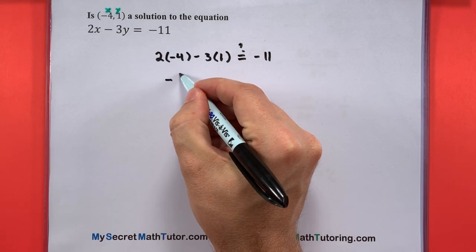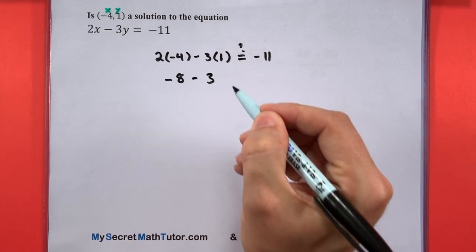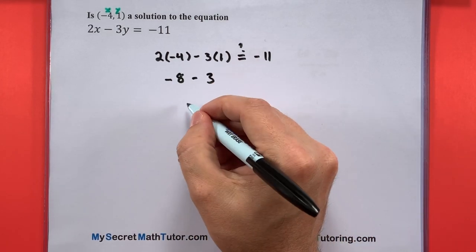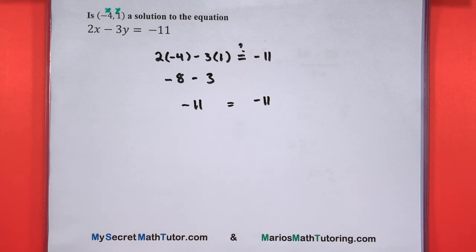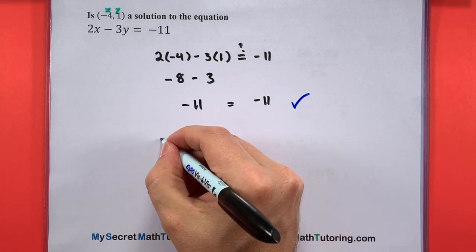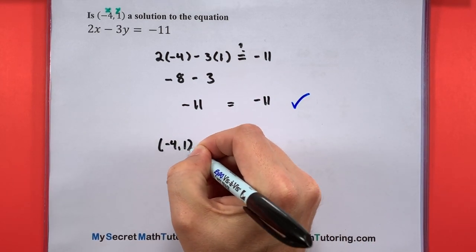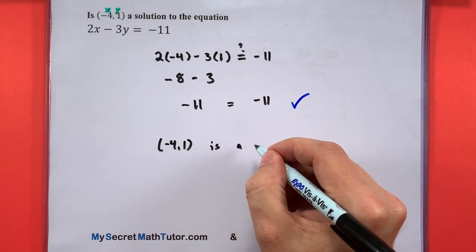Over here I have negative 8 minus 3. If I combine those, I will get a negative 11. And sure enough, that is exactly what we have on the other side. So these two things are equal. Since they are equal, we can say that negative 4, 1 is a solution.